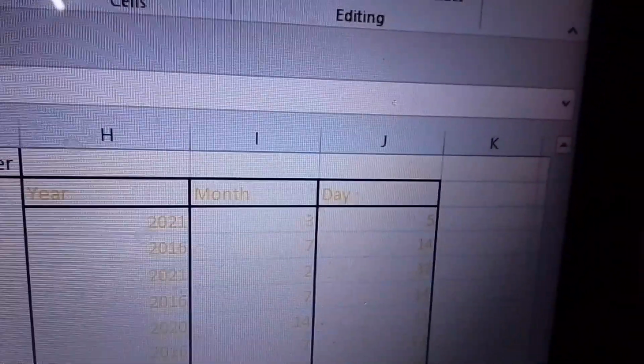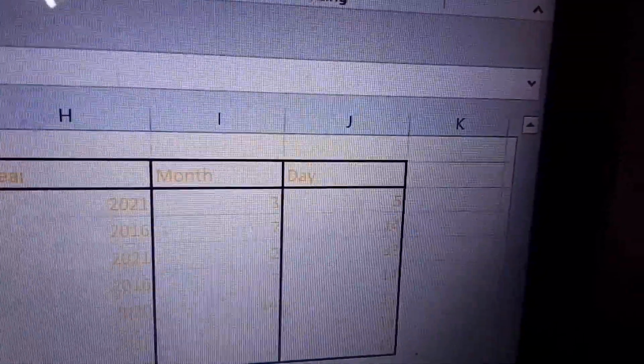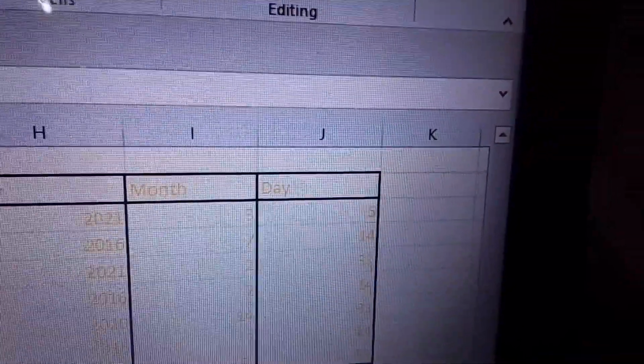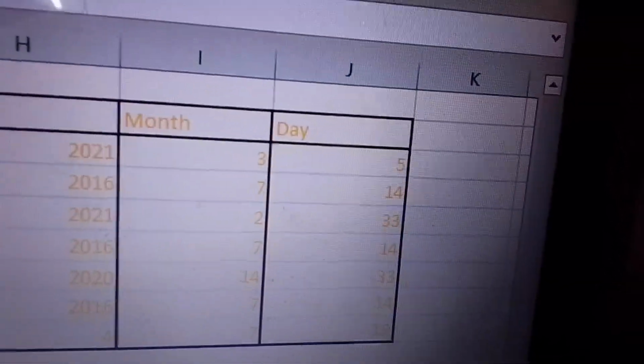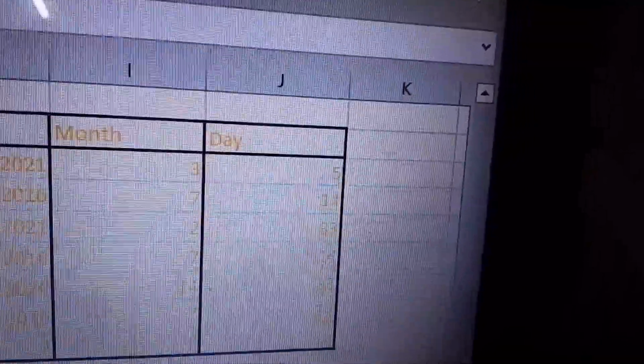And then we subtract the time units. So, March 5 minus July 14 cannot be, because 5 minus 14 cannot be. Therefore, we need to borrow 1 month. And how many days are there in February? 28. So, 5 plus 28 equals 33.